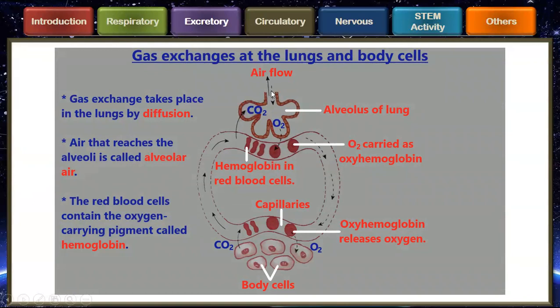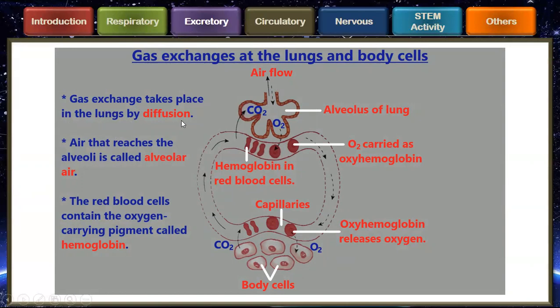So the airflow is like this: oxygen goes in, going to the capillary to the red blood cells. The carbon dioxide from the capillaries goes to the alveoli, which will pump the carbon dioxide out. So gas exchange takes place in the lungs by diffusion.